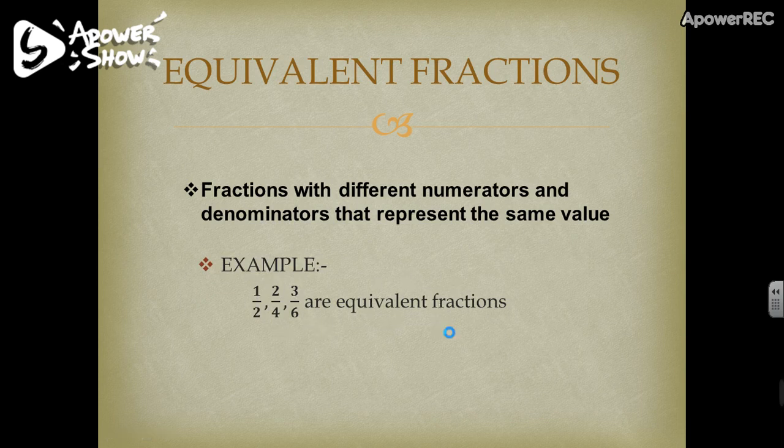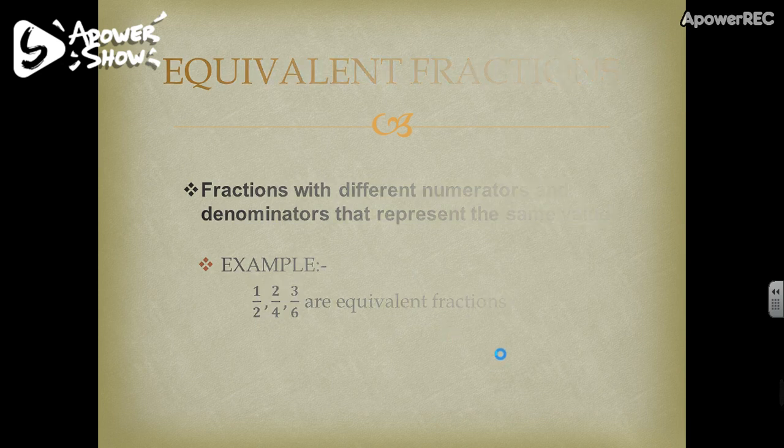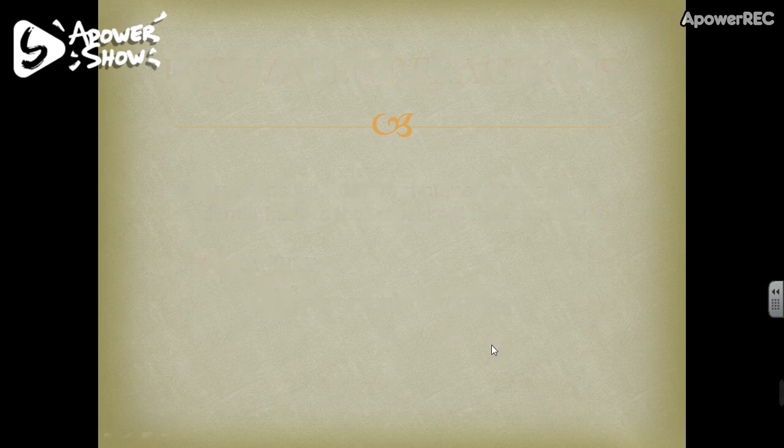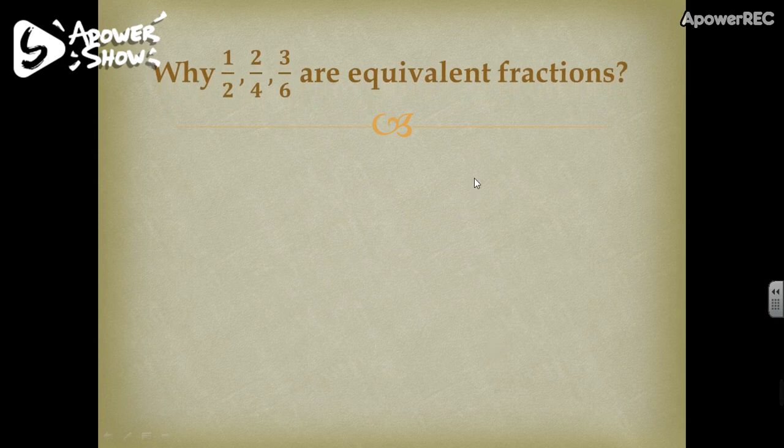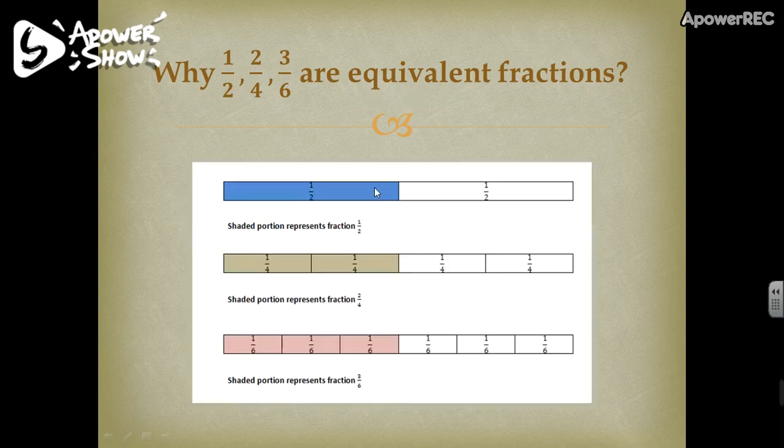Their denominators and numerators are different, but still they are representing the same value. How? Let's see. Why are 1 by 2, 2 by 4, 3 by 6 known as equivalent fractions? Let's see. Here there is a rectangle which is divided into two equal parts. One part is shaded and the other one is not shaded. So these two parts represent the fraction 1 by 2.